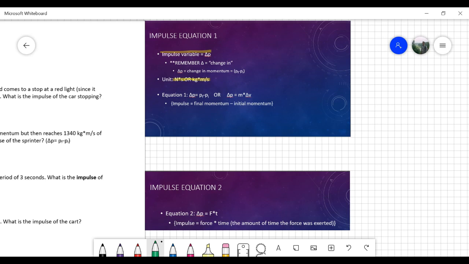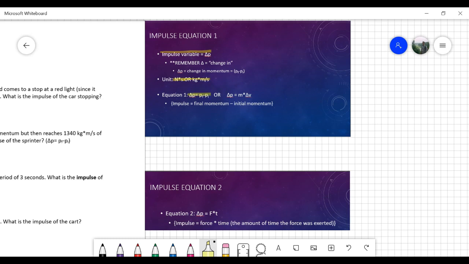So just know that newton seconds, N times s, is equal to kilograms meters per second. Just take my word for it. If you really want to know, you can ask me and I'll show you the math for it, but that's okay. Those two things are the same. They're both acceptable.